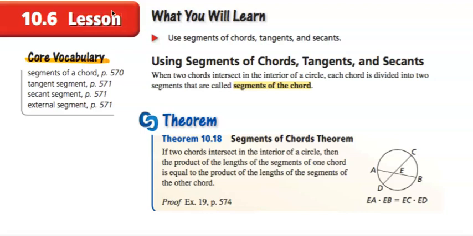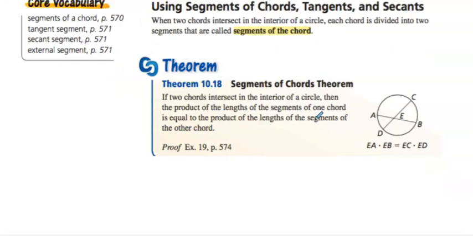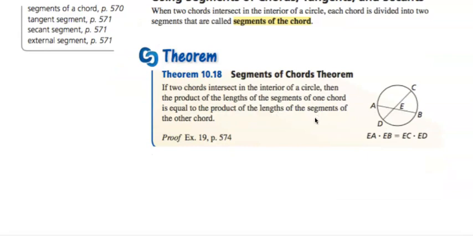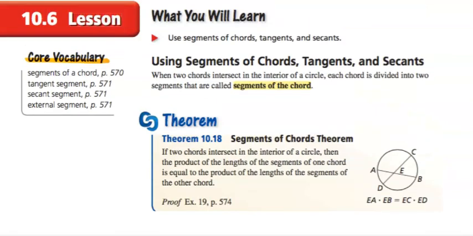All right, geometry 10.6. We've got two more sections in this book: 10.6 and 10.7, and then we'll give a little practice to circles and get you some more worksheets with some more challenging problems than we have so far. All right, so we've got using segments of chords. What are we going to do today? Use segments of chords, tangents, and secants.